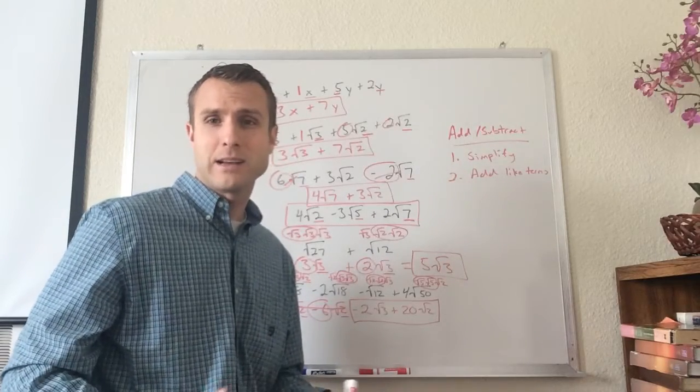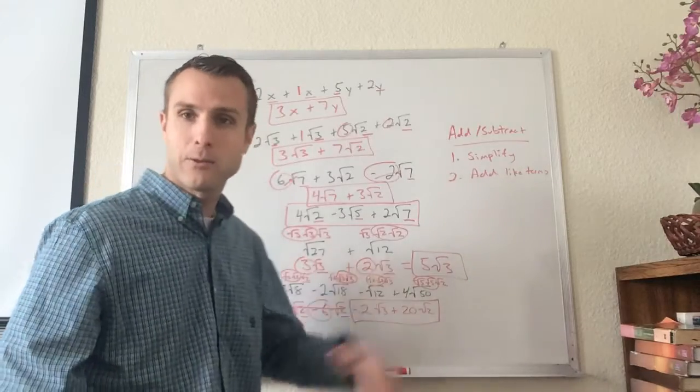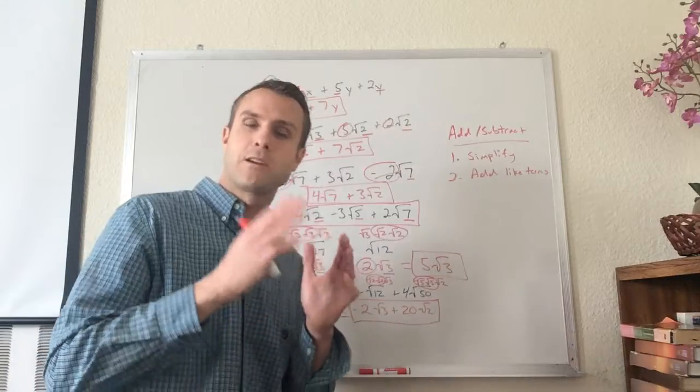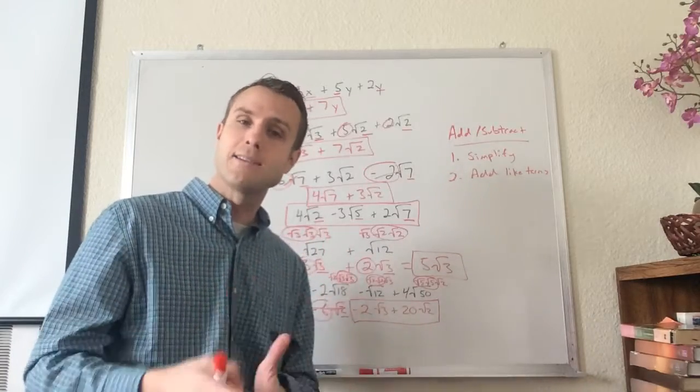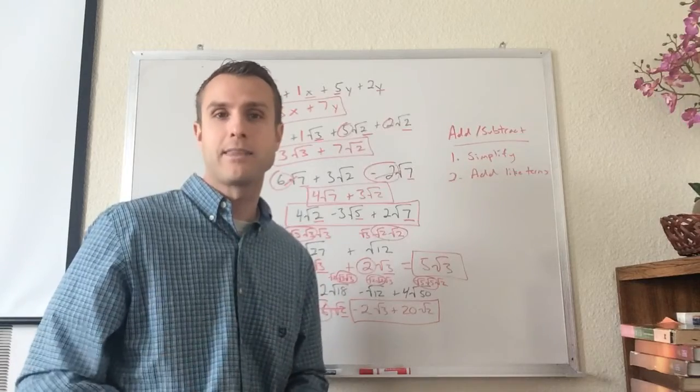So adding and subtracting square roots is very simple. Step 1, make sure you simplify them like we talked about in the last lesson. Then you're just adding like terms. If their square roots are the same, add the outside numbers, leave the square roots. If they're not the same, then you can't add them, you just have to leave them.